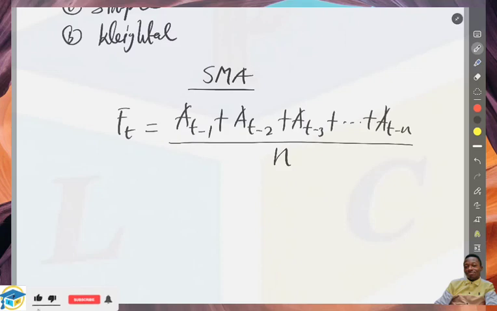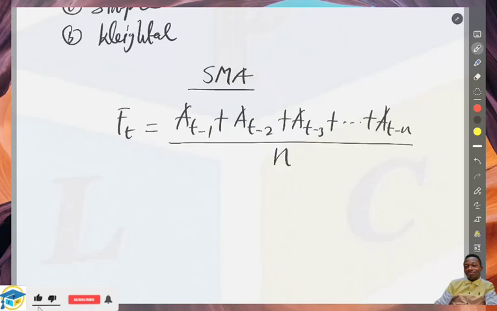So that is a simple moving average. It is the average of the past data, divided by their number. F subscript T is the forecast for the coming period. A subscript T is the actual data in the past, or the previous data, and N is the number of past data you're using to forecast for the coming period. So let's take note of that.